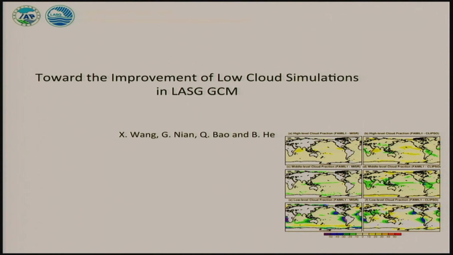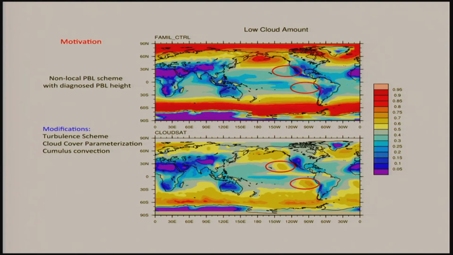Another ongoing work is related with the bias I showed in my previous slides. That's this marine stratocumulus cloud bias, and we try to improve the low-level simulation in our model. In this preliminary diagnosis, we also see we miss this cloud. So how do we improve this? In the previous version, we use non-local PBL. Now we modify the turbulence scheme, cloud cover parameterization, and cumulus convection, and look at the results.